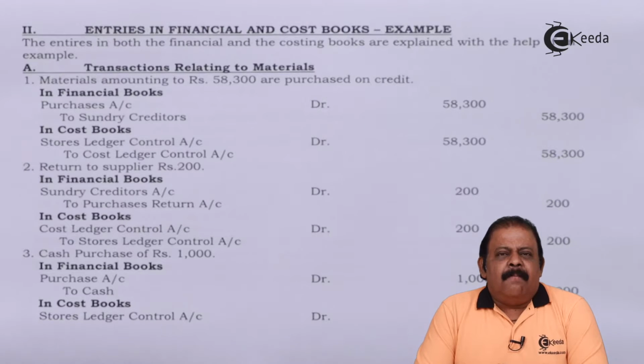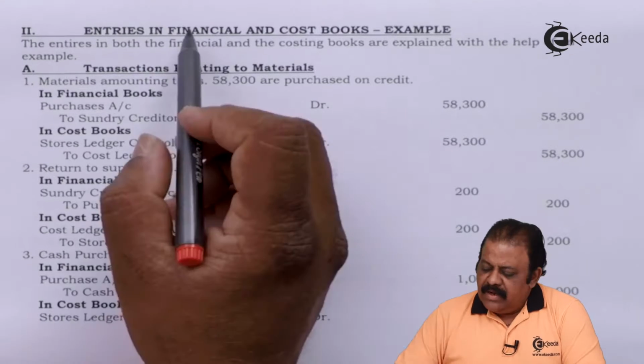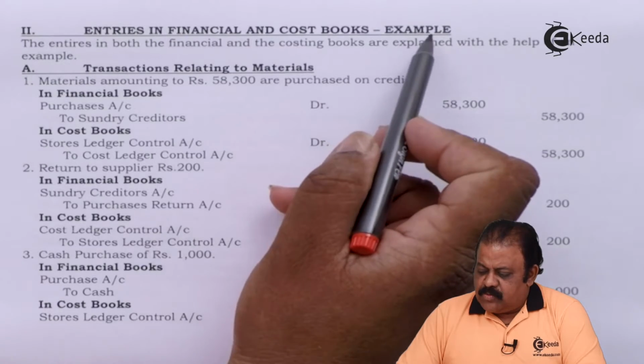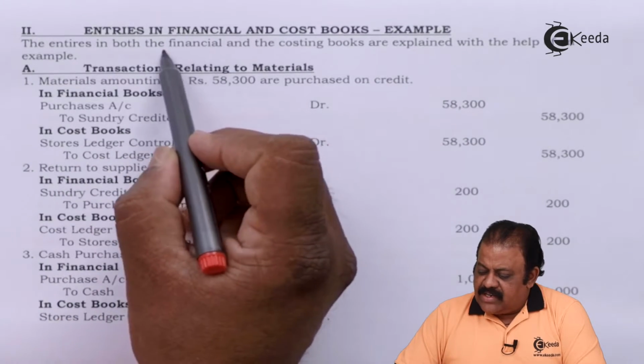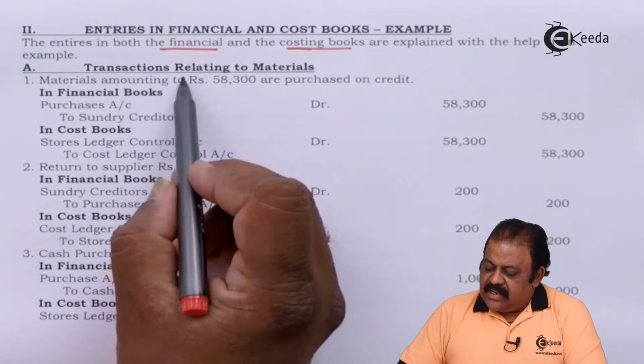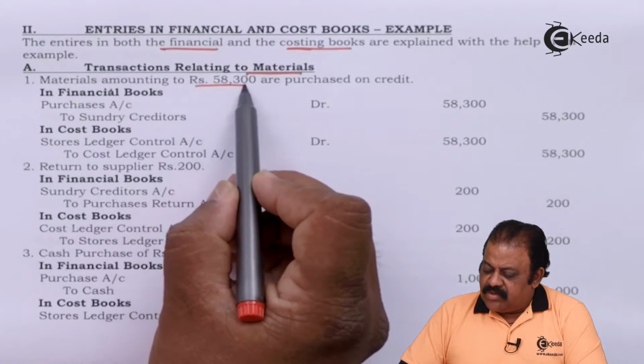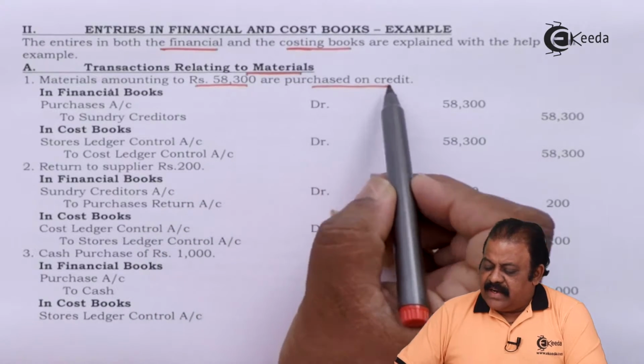Now let us have a comparative look at particular transactions in financial books and non-integrated cost books. Entries in financial and cost books. The entries in both financial and costing books are explained with the help of examples. Transactions relating to materials. Material amounting to 58,300 is purchased on credit.